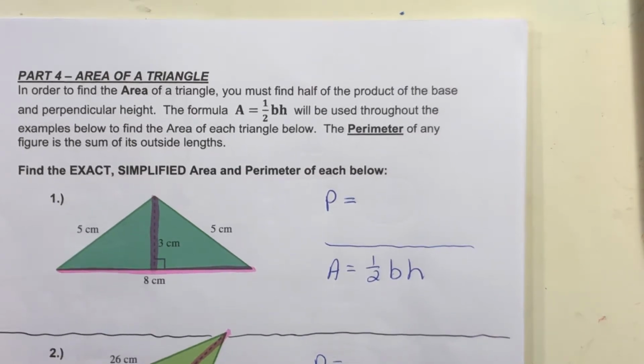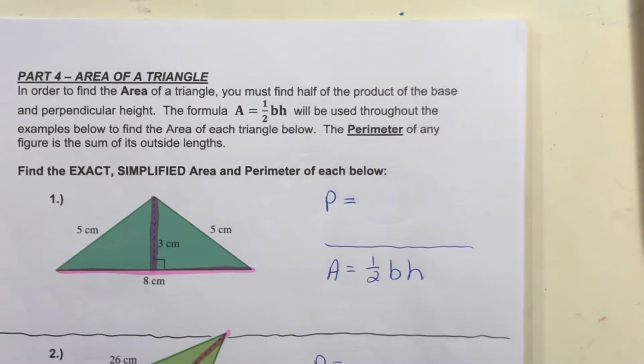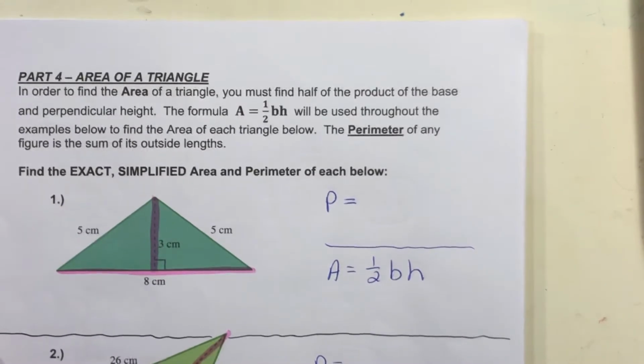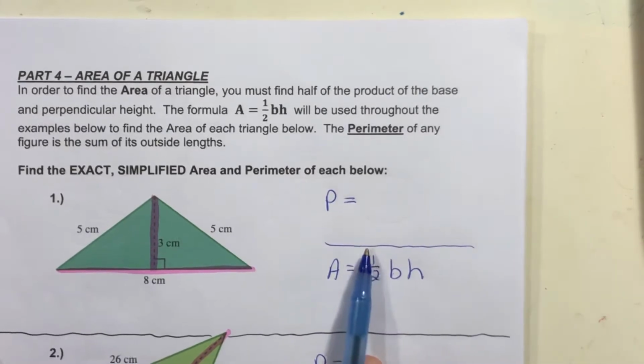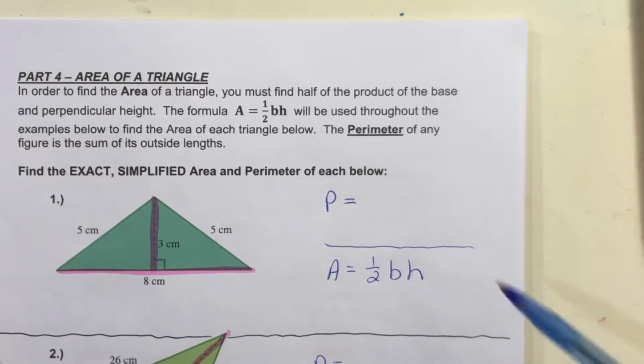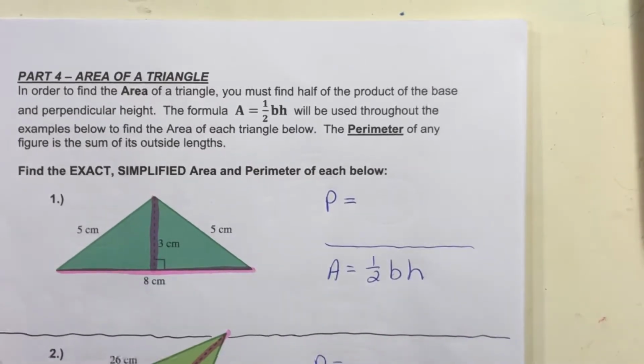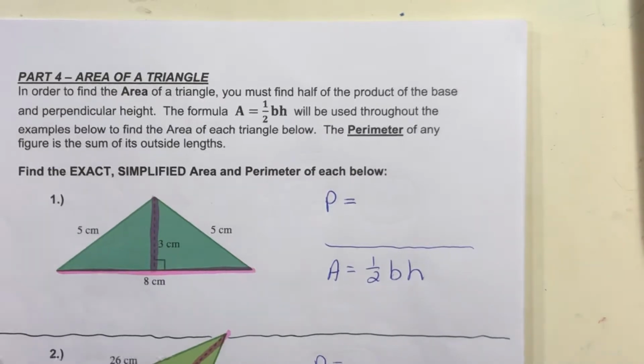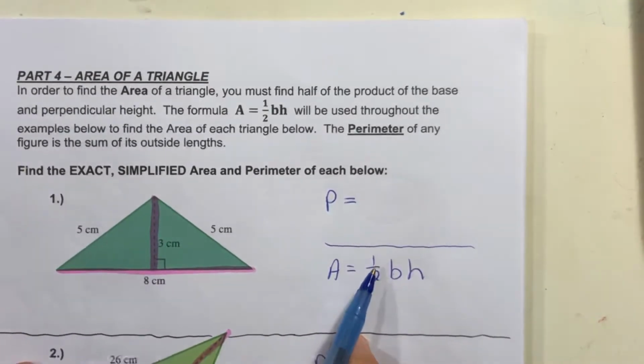Hello AAG students. I was about to post my answer key for our most recent homework with radicals and area and perimeter. So I figured what I would do is just record me going through it, and I'll talk you briefly through each example. I've taken the liberty to organize my formulas, and I've also done the Pythagorean theorem on the next page.